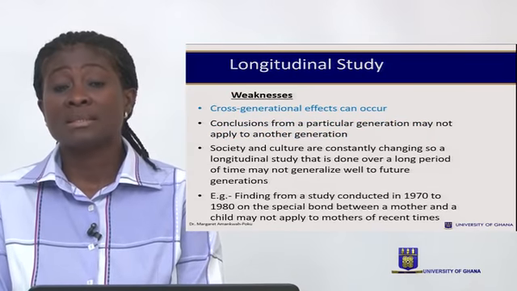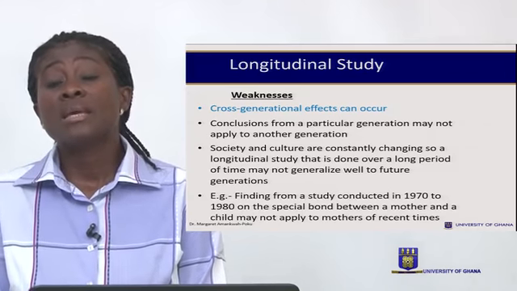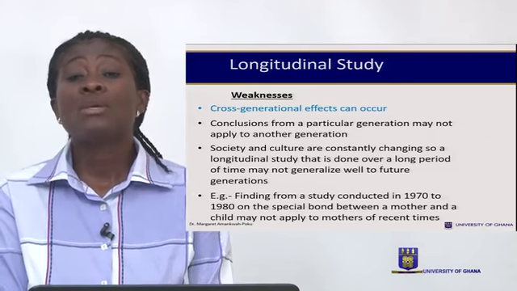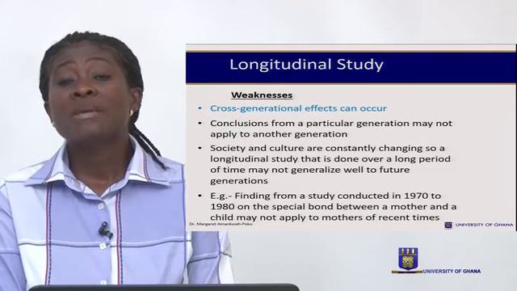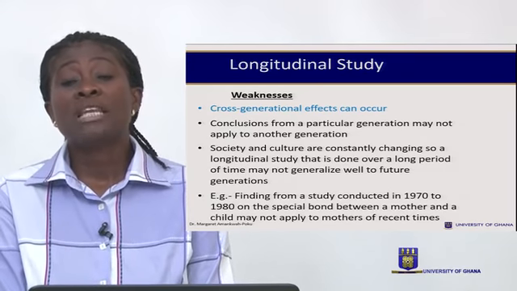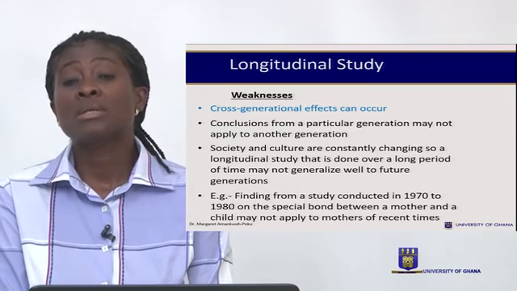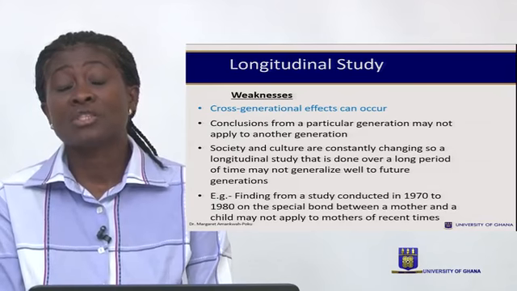Basically, what this means is that if, let's say, you study people age 5 over a period of time, or let me use this example. You study people, individuals were studied in the 70s. We wanted to find out the special bond between mothers and their children.